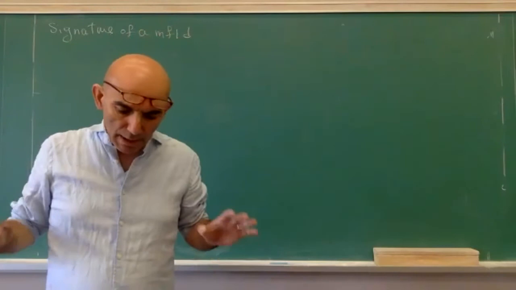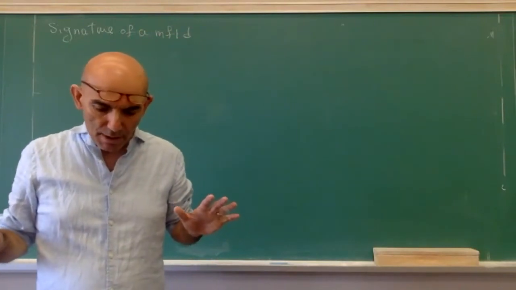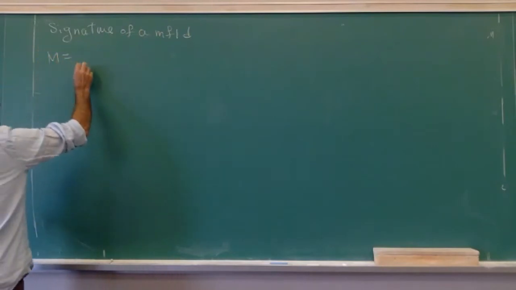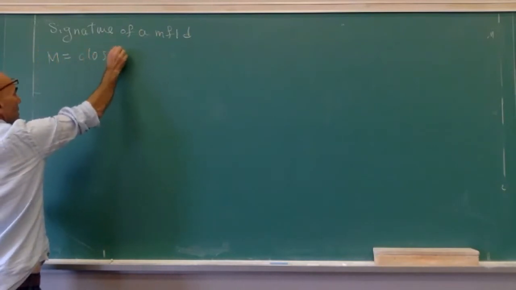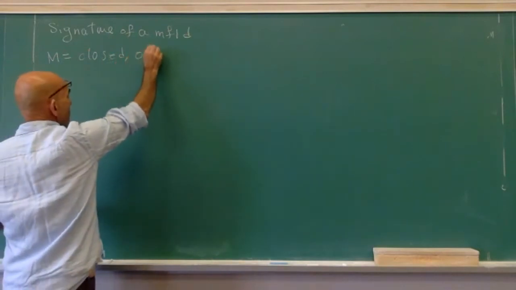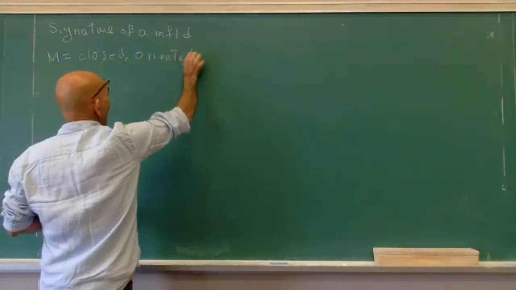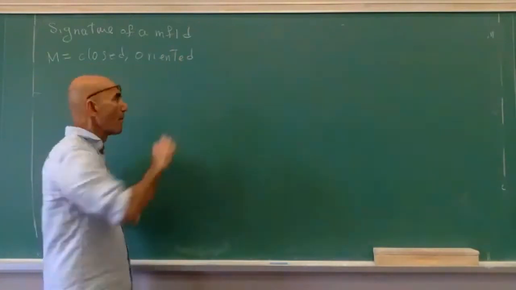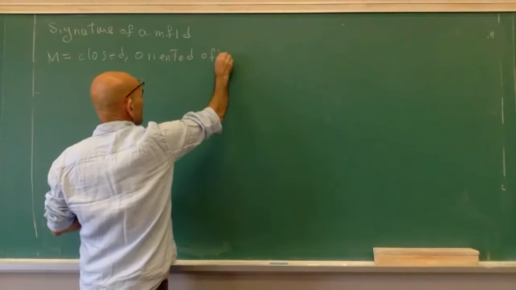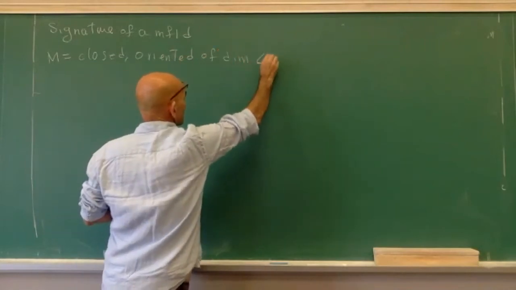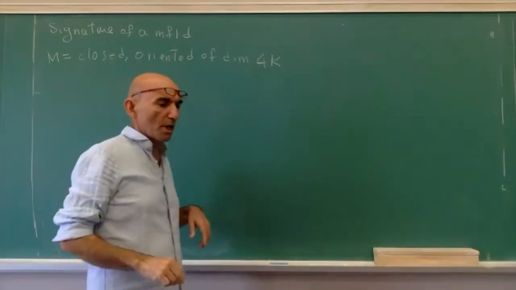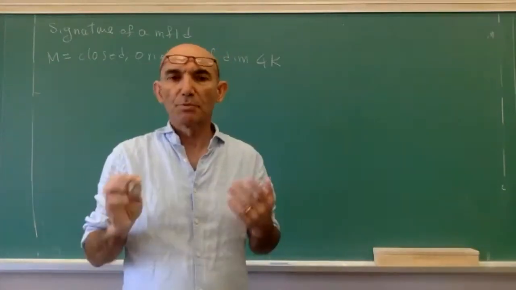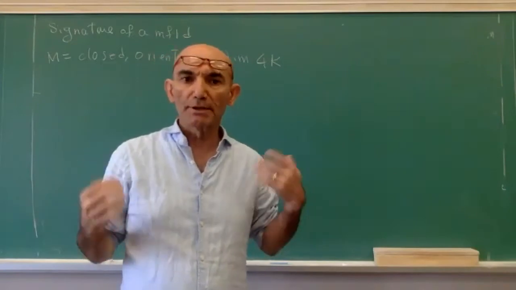Now, assume that M is a closed, oriented manifold of dimension 4K. So its dimension should be at least 4, 8, 12, and so on. It should be a multiple of 4, and it should be oriented and closed.